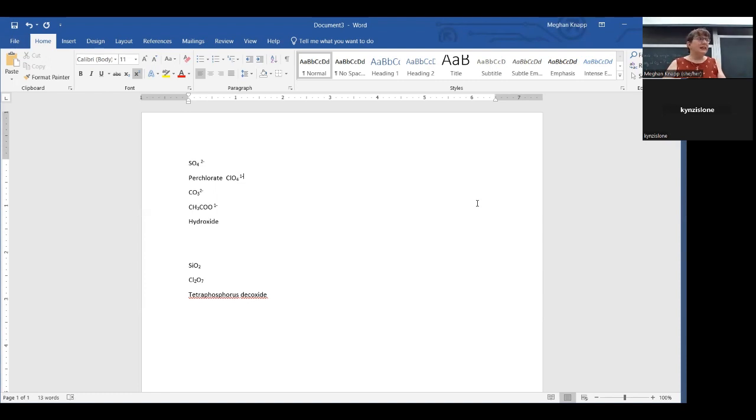Okay, so silicon is not a nonmetal. What kind of an element is silicon? We find it second row down.